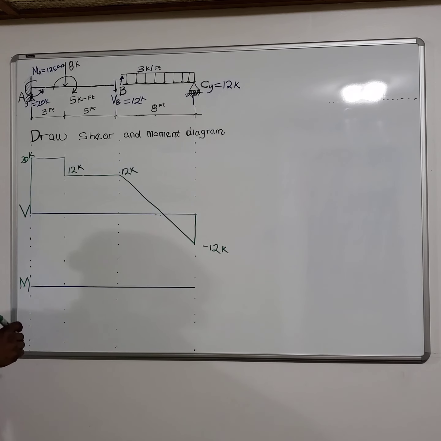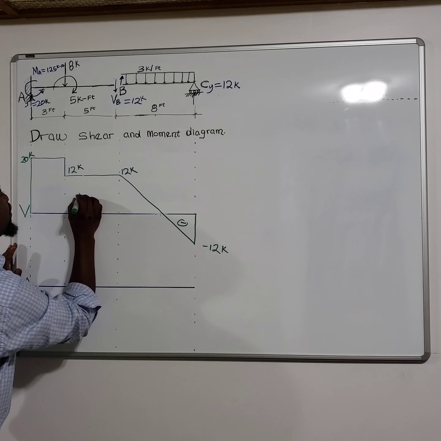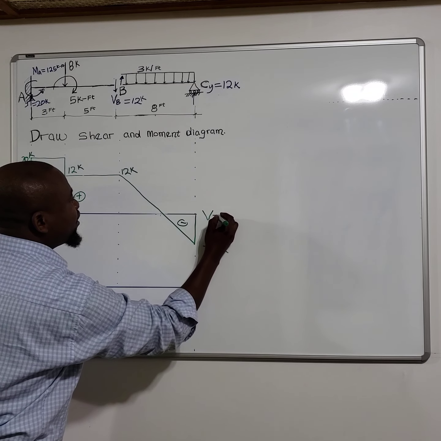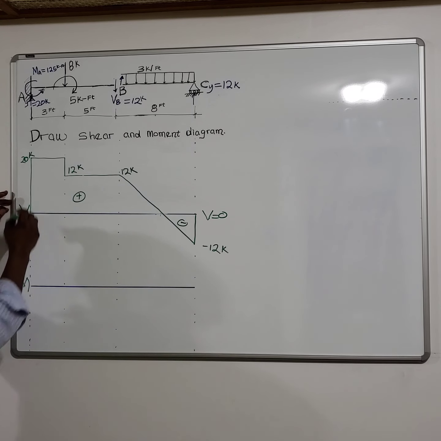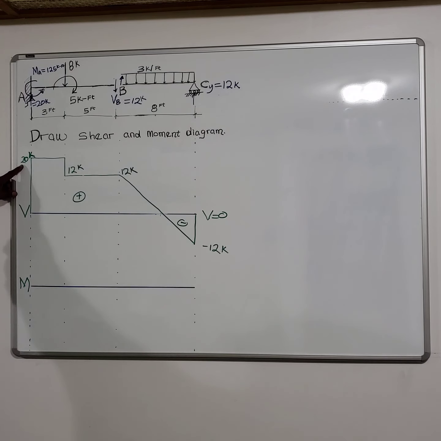You must come back to 0. If you do not come back to 0, then there's a problem with the solution of your reactions. So this is a negative here, and this is a positive here. All right, so that's your shear diagram. This is your point 0, and the maximum shear here happens to be a positive 20 kips. All right, so now let's move to the moment diagram.